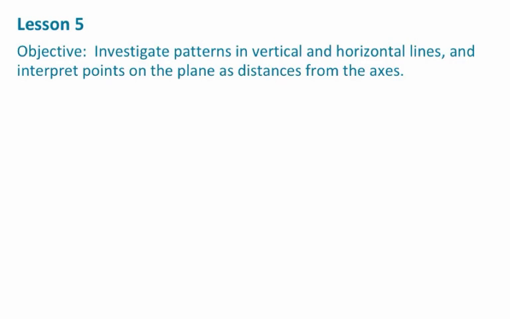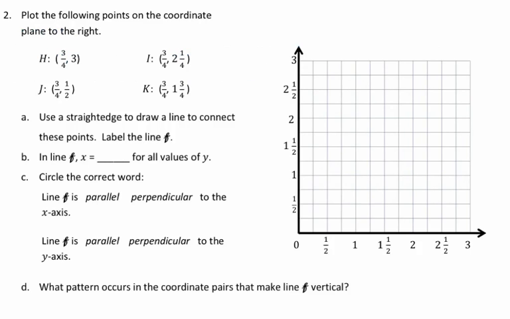This is grade 5, module 6, lesson 5, and the objective in this module is to investigate patterns in vertical and horizontal lines and interpret points on the plane as distances from the axis. Okay, so we're going to be looking at question number 2 from the homework, and it says plot the following points on the coordinate plane to the right. So let's go ahead and do that first.